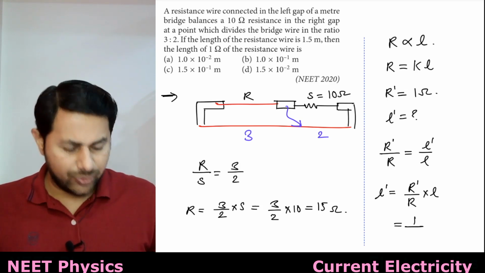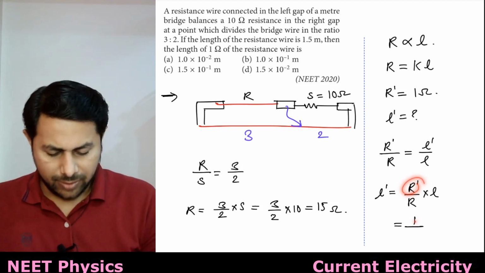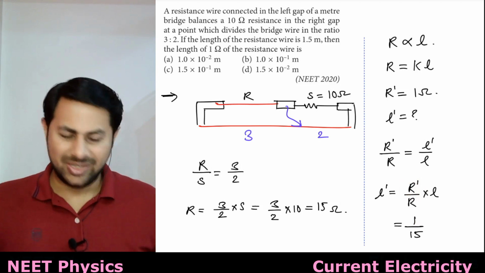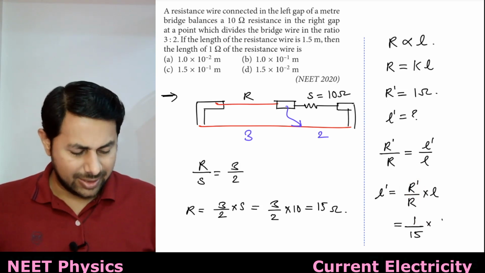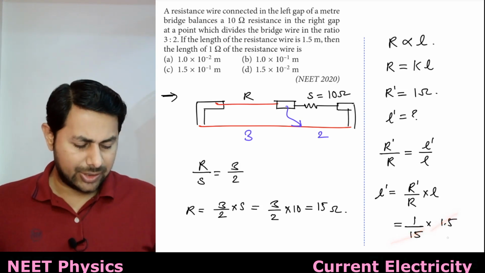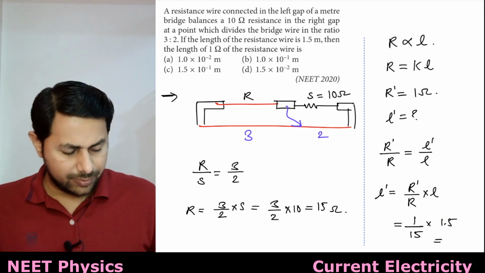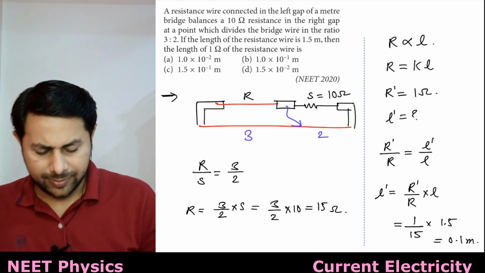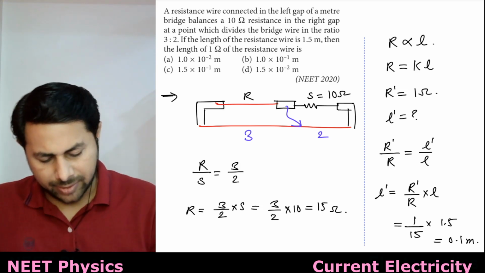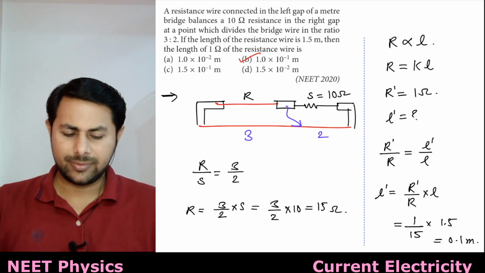So what resistance do you want? You want 1 ohm, so R dash is 1 ohm. What is R? R is 15, right? So multiplied by the length, which is 1.5. So 1.5 divided by 15 is 0.1, right? This is the answer, 0.1 meters or 10 raised to minus 1. So it's option B. Is this one clear, everyone?